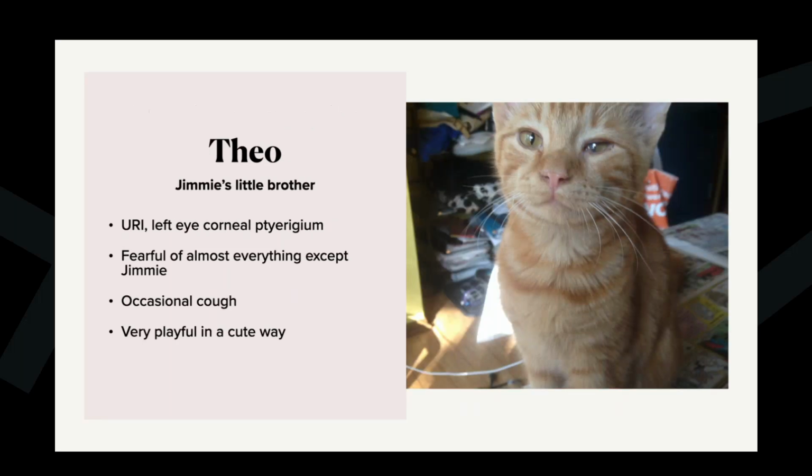And there's his little brother, Theo. This is when we first got Theo. He's Jimmy's little brother. He was also found in the street. And I got him through a feral cat organization that I do some work for. And the same youngest child was like, you need to get this cat. We need this cat. And he came to me with a pretty significant upper respiratory infection and a left eye corneal pterygium.